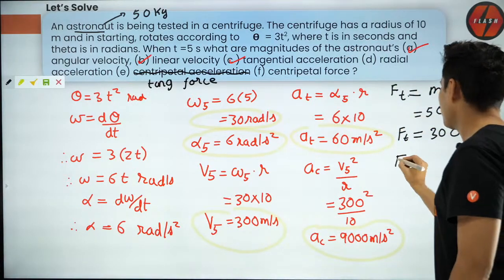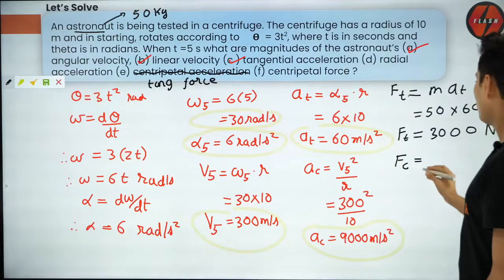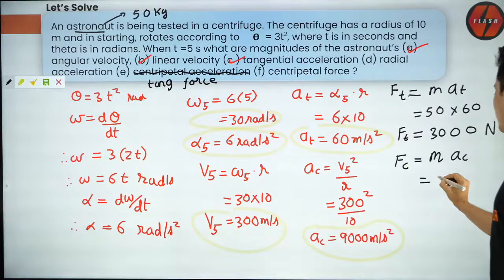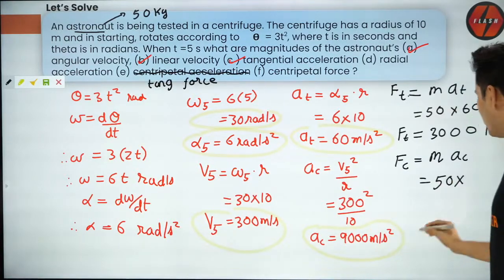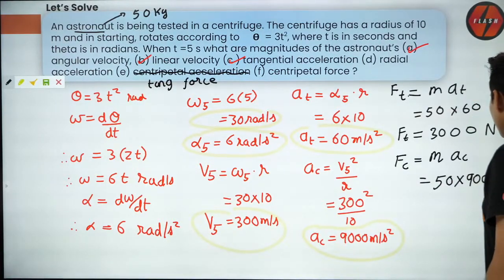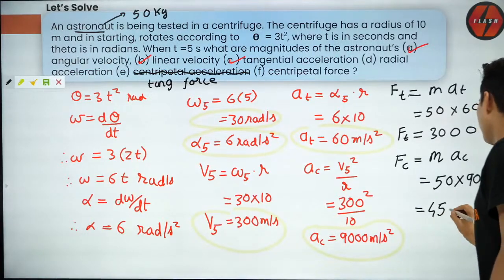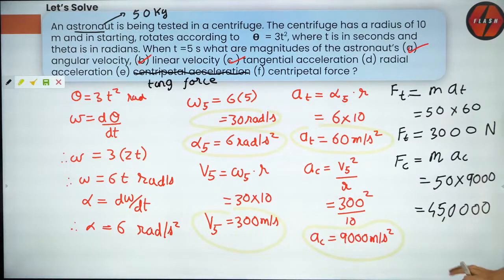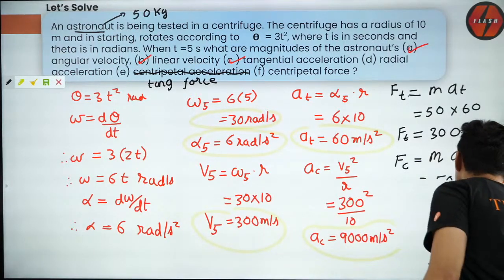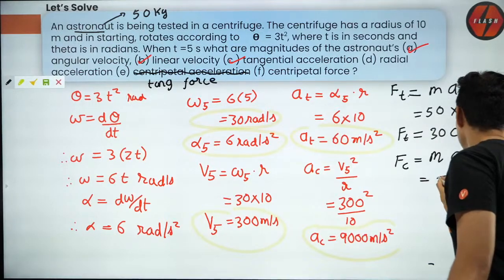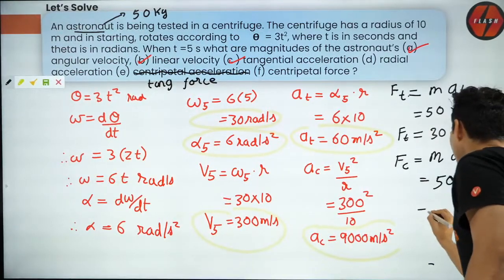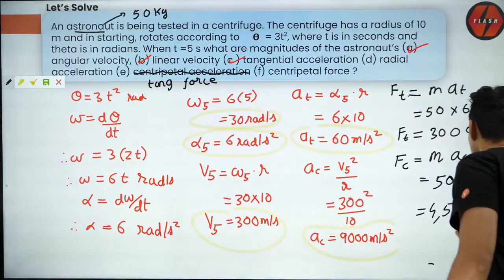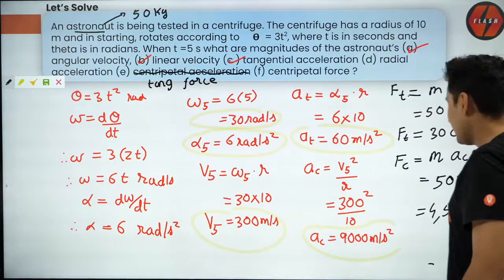And centripetal force, look at that. Centripetal force will be mass into centripetal acceleration. What is the mass? 50. What is the acceleration? Oh my god, 9000. Come on, guys, do this. 45, 1, 1, 2, and that's okay. It's 45. Oh, my bad. It's 4,50,000. So this was 50, and this will be 4 lakh. Yes, 4,50,000 newtons.